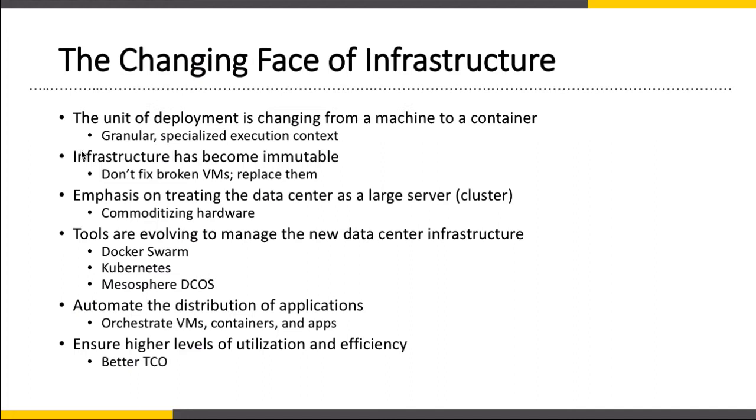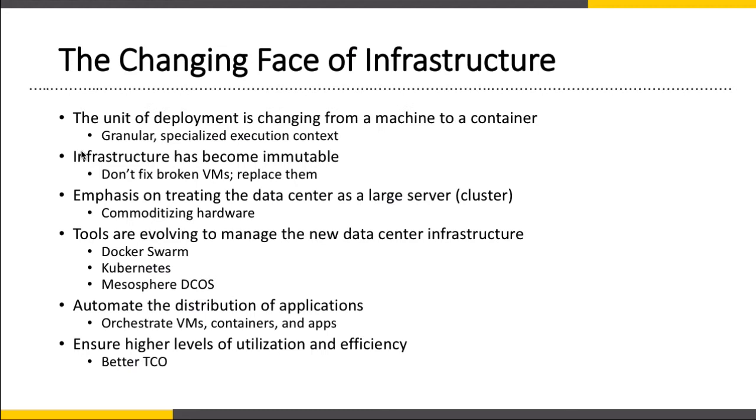The most radical change that we have seen in the last 18 months is the unit of deployment changing from a server or a machine to a container. So containers are fundamentally changing the way software is designed, developed, tested, integrated, and deployed. So when the focus shifts away from a machine or a server or a virtual machine to a container, everything changes. More on this later as we discuss containers and how they are enabling enterprises to deliver web scale computing. And infrastructure has become immutable. Today, the trend is not to fix broken VMs.